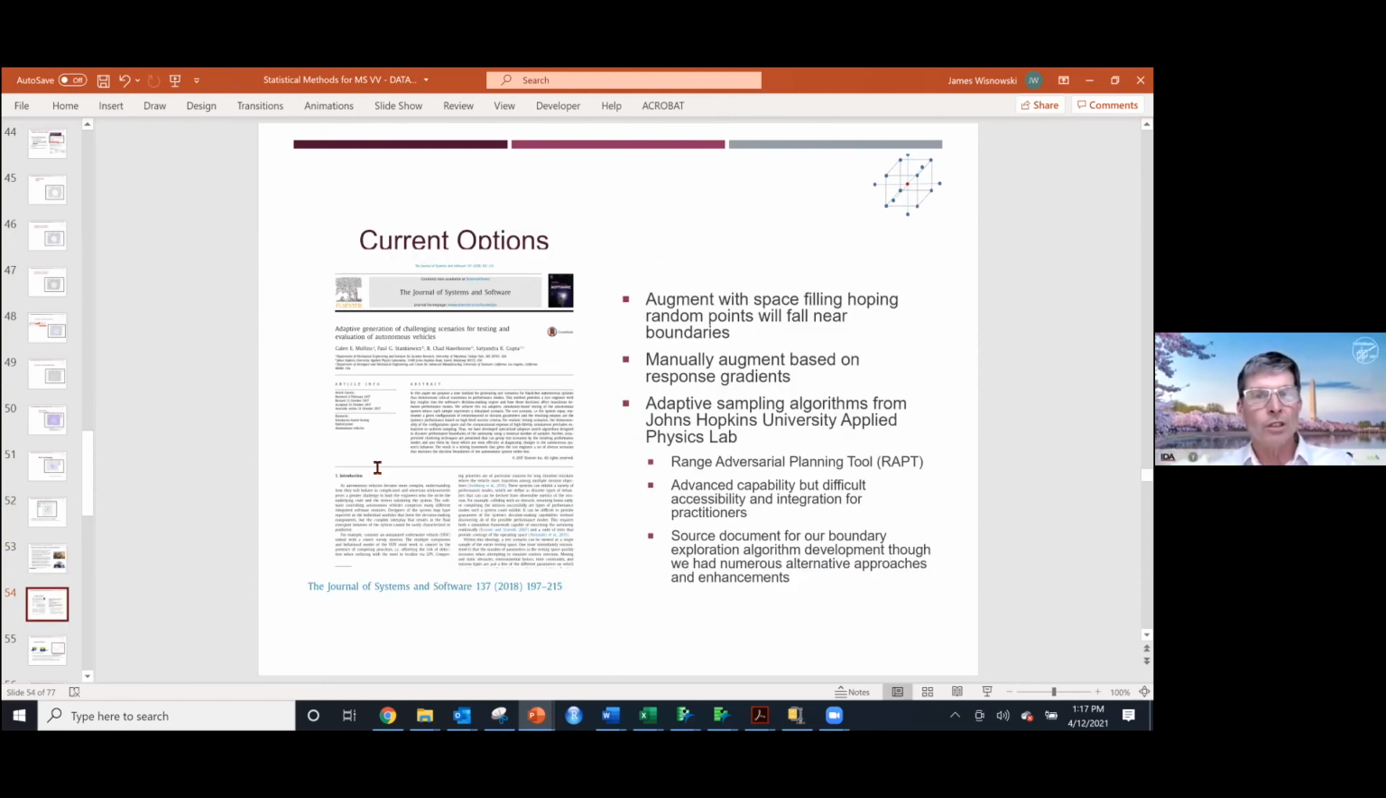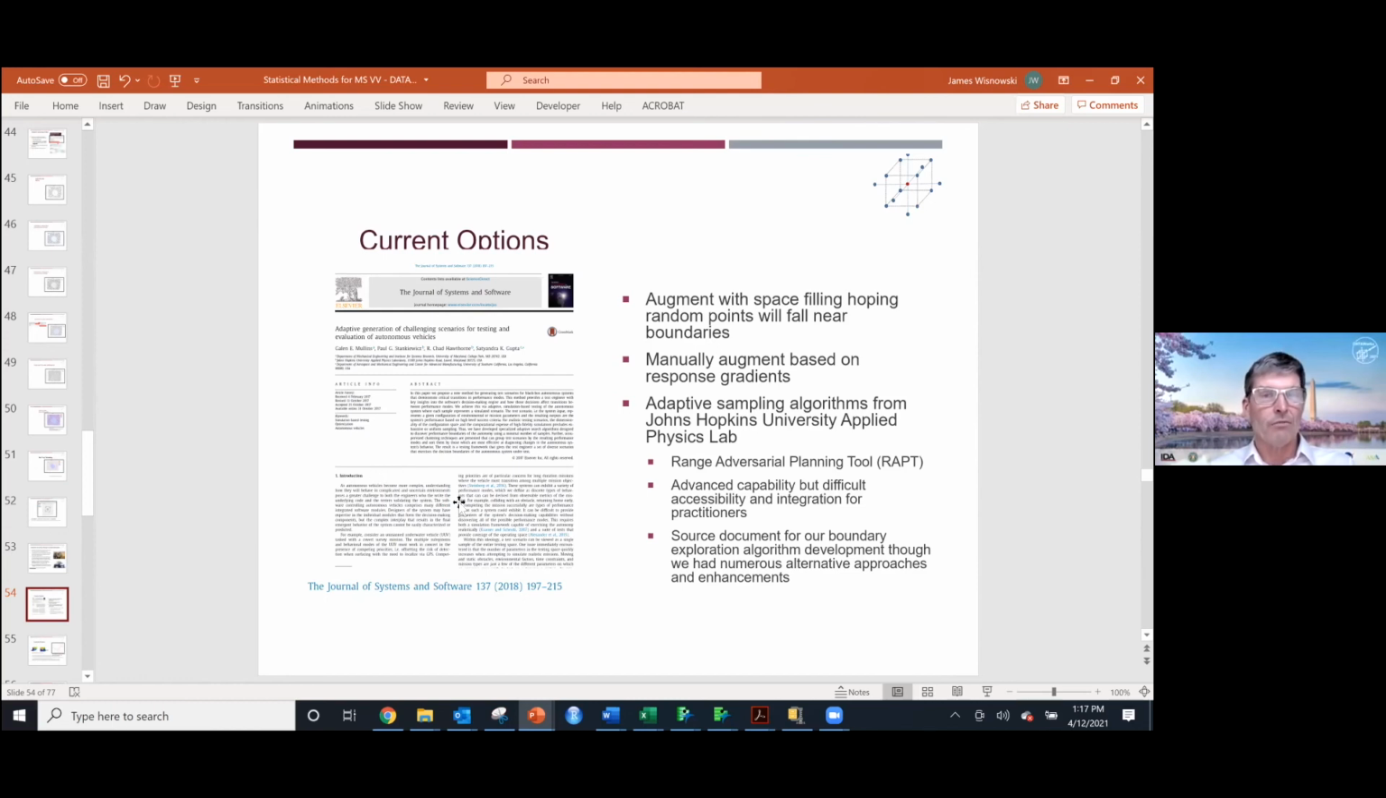So here's the current options to our knowledge. There's some great work done by the Applied Physics Lab, the folks at Johns Hopkins APL. They have a tool called RAP, Range Adversarial Planning Tool, which has a lot of thought put in it to kind of figure out this exact same problem. Understanding that we're testing a very complex simulation system, kind of need real-time updates to it. So how can we do that?